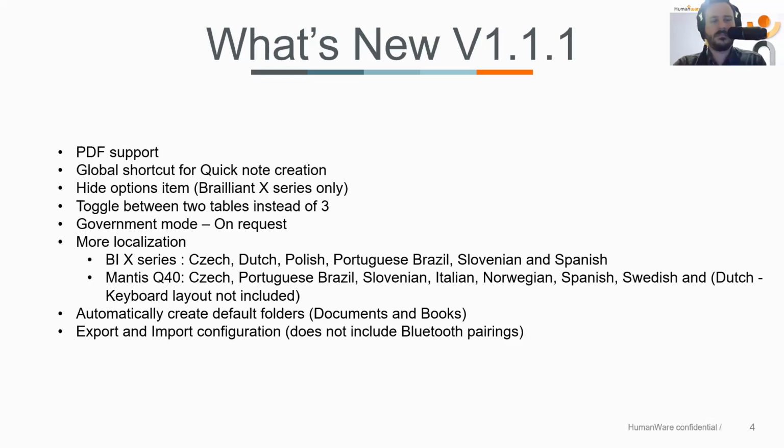We also include the ability to hide the options item menu. So with our customization of applications, we can pick and choose which to display on the main menu. But before, we never were able to hide the options menu or the power off items. So now we can do so, and that's only available on the Brailliant X series. You can hide the options menu. Great if you are in the education sector. Perhaps you don't want a student going into the options and changing some settings. You can hide that options menu. But of course, you can go straight to that options menu by the shortcut of space with the letter O for options.